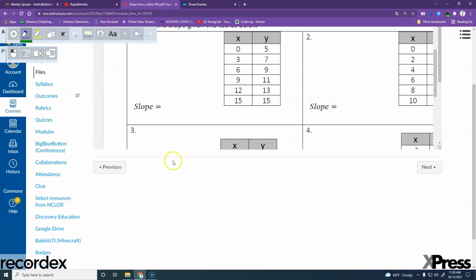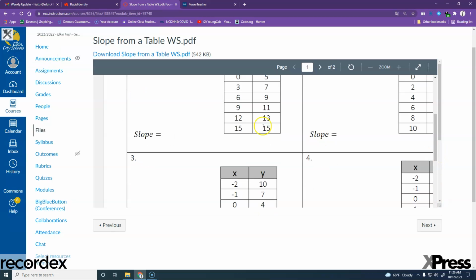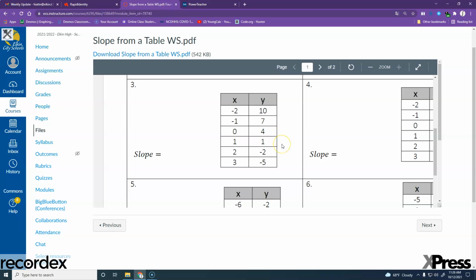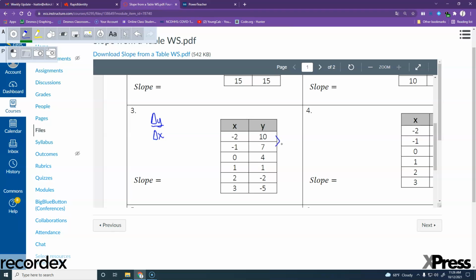Okay, let's look at number 3. So here, again, change in y over change in x. So we're looking at what's happening to our y. What's happening this time?